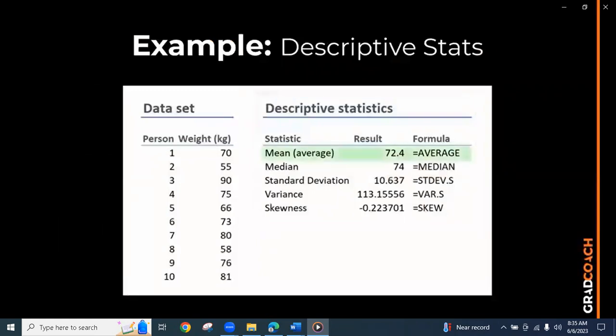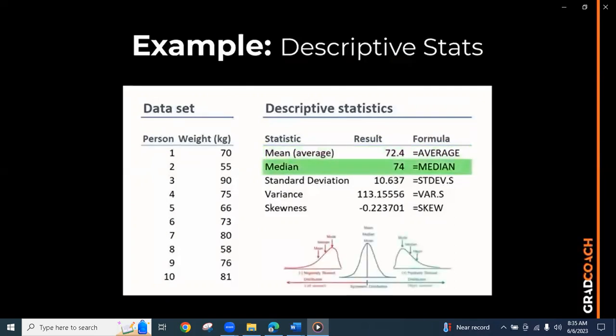First, we can see that the mean weight is 72.4 kilograms. In other words, the average weight across the sample is 72.4 kilograms. Pretty straightforward. Next, we can see that the median is very similar to the mean, the average. This suggests that this data set has a reasonably symmetrical distribution. In other words, a relatively smooth, centered distribution of weights clustered towards the center.